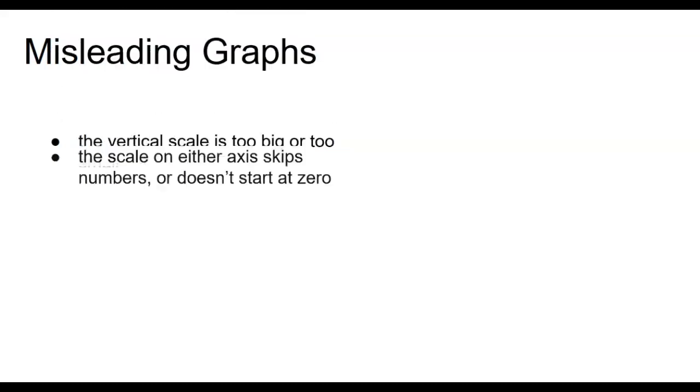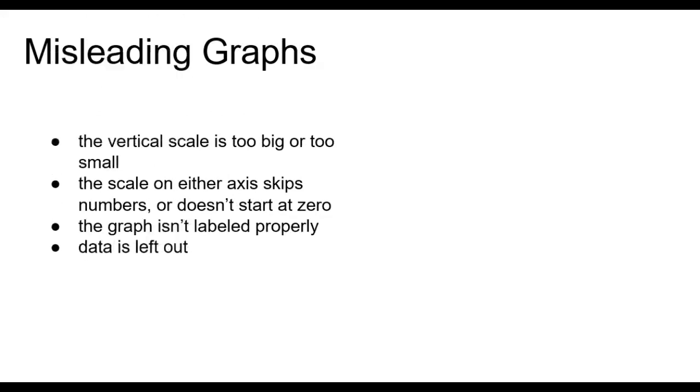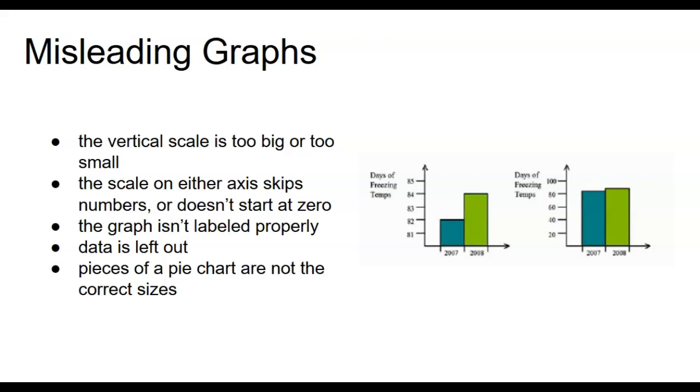The classic types of misleading graphs include cases where the vertical scale is too big or too small, the scale on either axis skips numbers or doesn't start at 0, the graph isn't labeled properly, data is left out, or pieces of a pie chart are not the correct sizes. For example, look at these graphs. Both graphs show exactly the same data, but the graph on the left makes the difference look much more dramatic because of the vertical scale that they used.